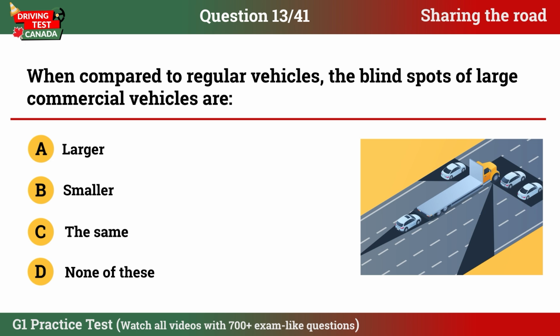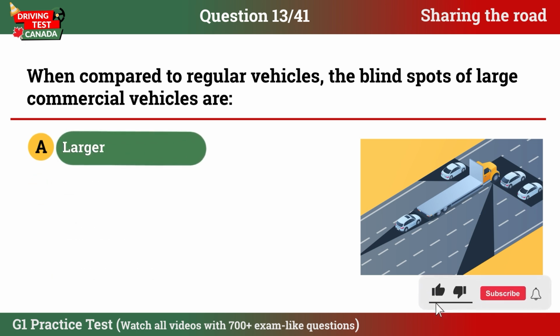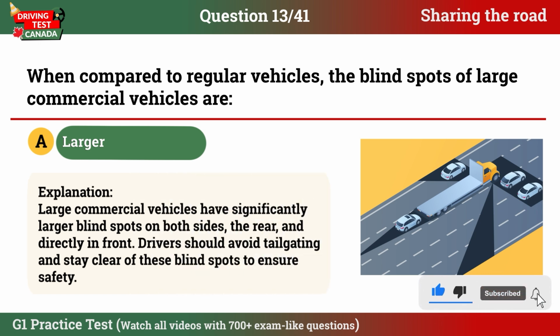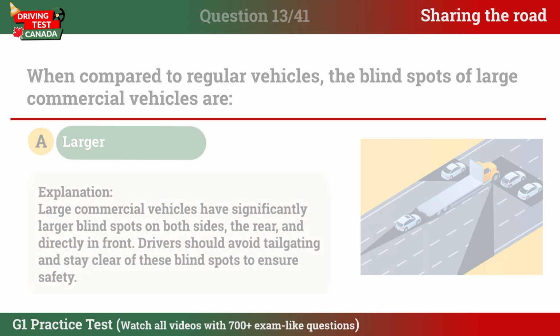The correct answer is A. Larger. Explanation. Large commercial vehicles have significantly larger blind spots on both sides, the rear, and directly in front. Drivers should avoid tailgating and stay clear of these blind spots to ensure safety.